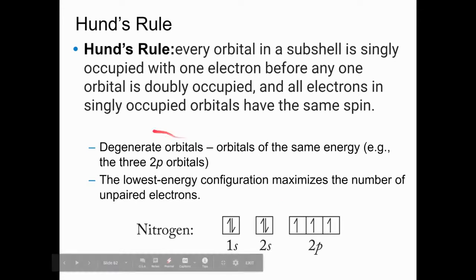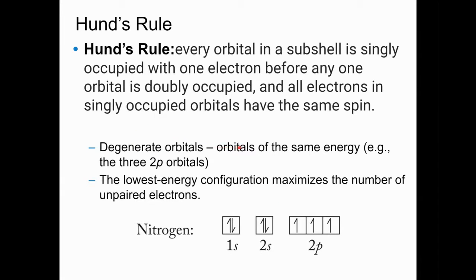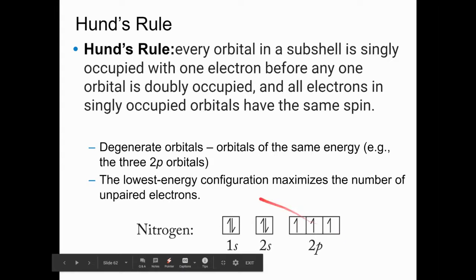Degenerate orbitals are orbitals of the same energy. So the 3 2p orbitals are identical in energy. And the lowest energy configuration maximizes the number of unpaired electrons. So these ones are unpaired electrons, and these ones are paired electrons.